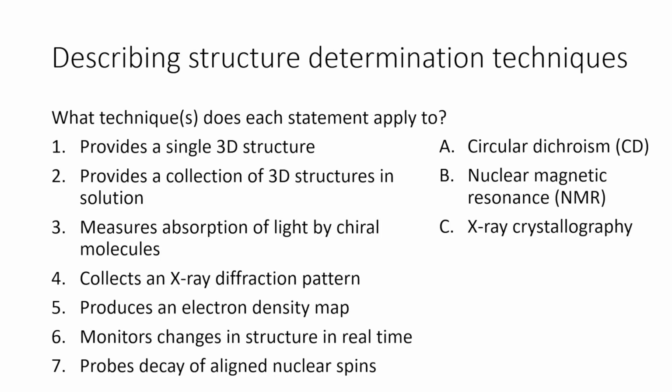So let's talk about each of our structure determination techniques and think about what statements apply to which one. Let's start with circular dichroism, or CD. Who can tell me which statements apply to CD spectra? Or a statement, you don't have to tell me all of them. Yeah, 3. Circular dichroism definitely measures the absorption of light by chiral molecules. Excellent. What else does CD do? Yeah, 6. Yep, it monitors changes in the structure in real time.